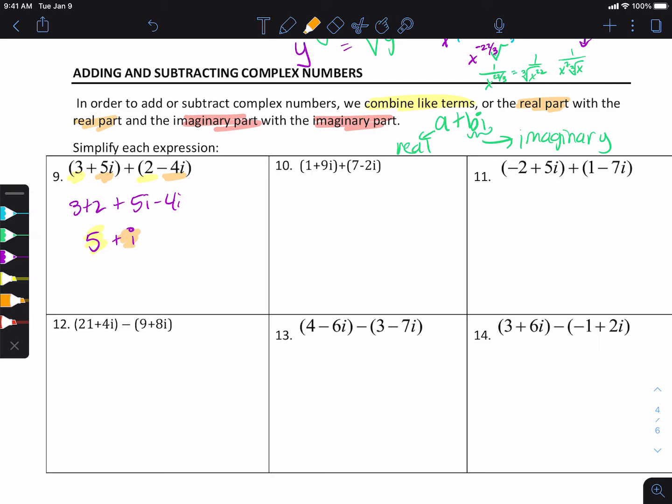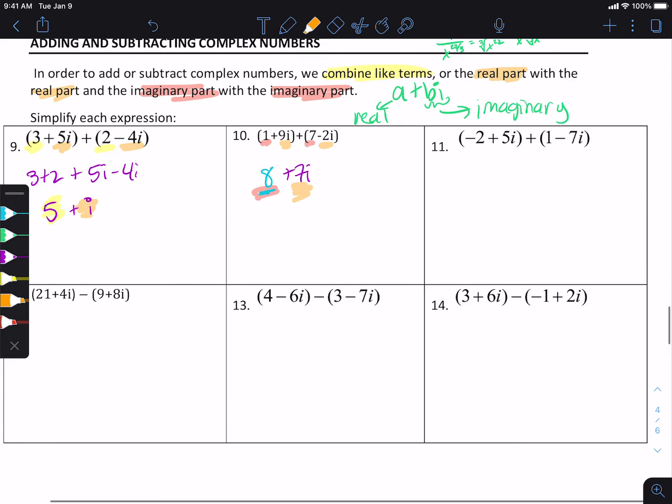Okay? So if we look at the next one, same kind of thing. Now there's not a ton of work that you need to show. You can kind of show this step if you would like to. You don't have to show that step, it's not necessary. The 1 and the 7 are like terms, and then the 9i and the -2i are like terms. So the 1 plus the 7 gives us 8, and then the 9i minus 2i gives us 7i, so plus 7i, and then that's our answer.